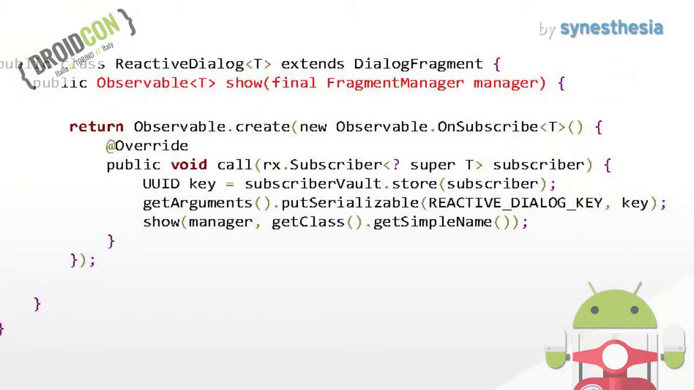So this is a way you could implement reactive dialogue, as I call it, which is wrapping show to return an observable of T. This is actually part of a set of tools that exist called RxAndroid. And that dialogue is a piece that I submitted to the repo. There's a few other tools that can help you wrap some UI components or deal with some UI bits in Android in a reactive way.